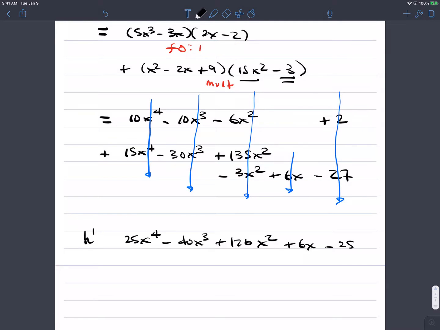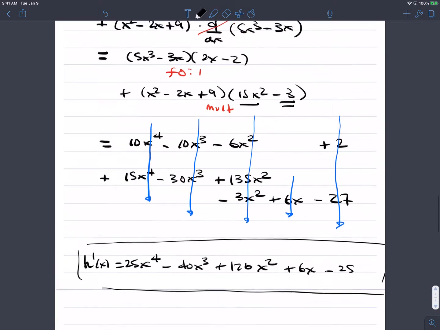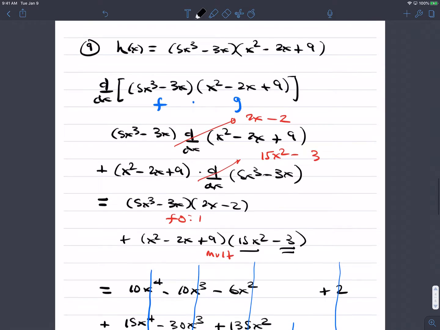Now here's the derivative of that function. Final answer. So you guys can double check the arithmetic here. So that's number 9.